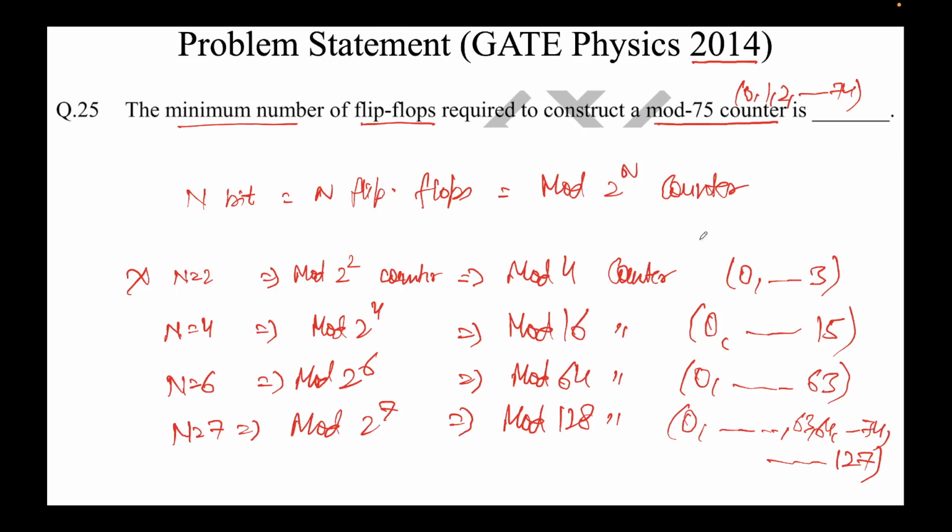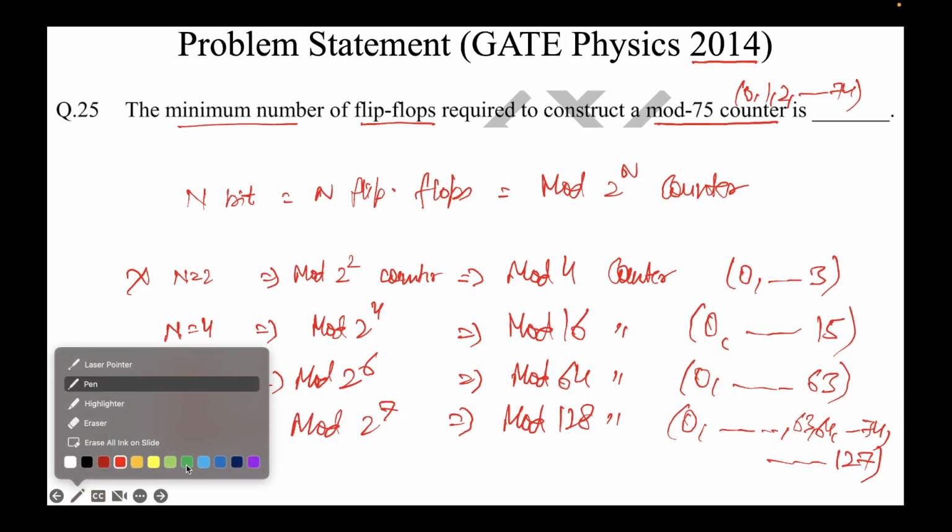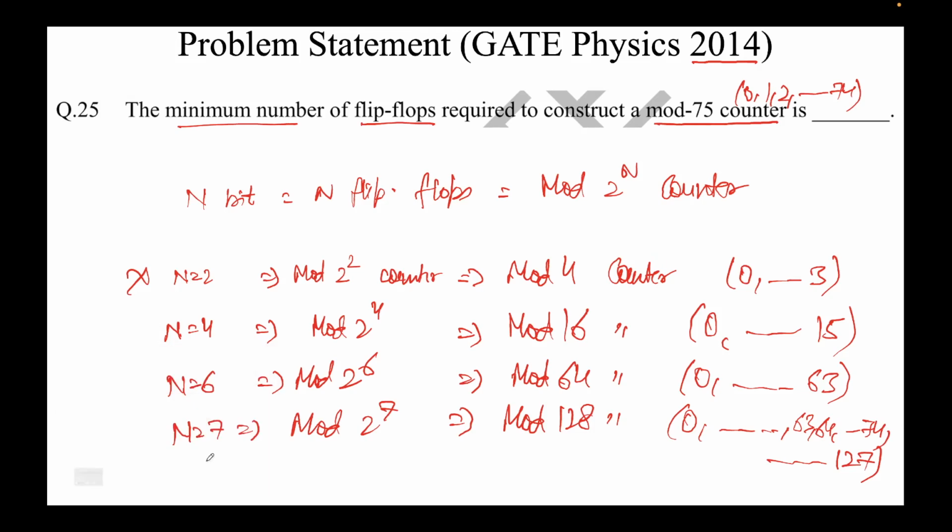So the correct answer here would be that in order to implement a mod 75 counter, which means we must go till 74, we need at least 7 bits. So the answer here would be 7. 7 is the correct answer.